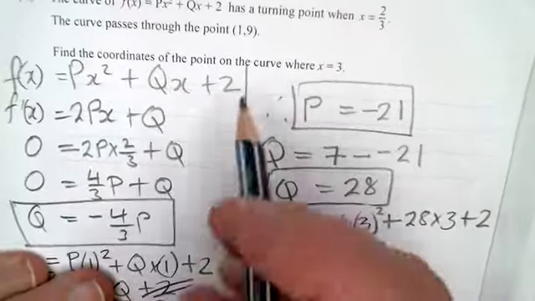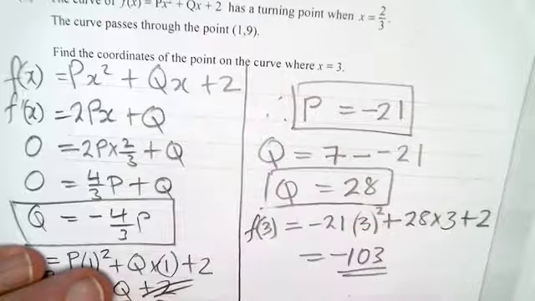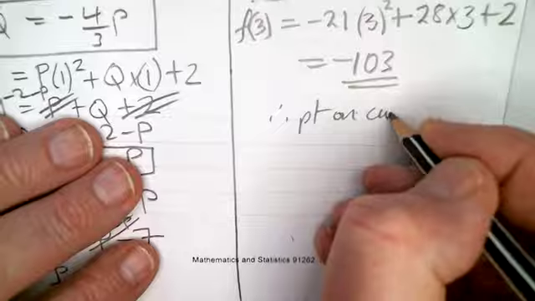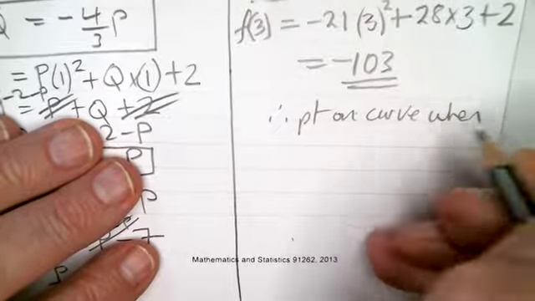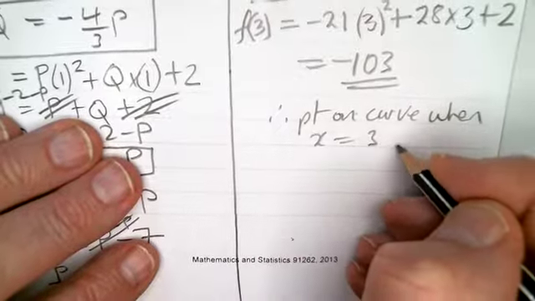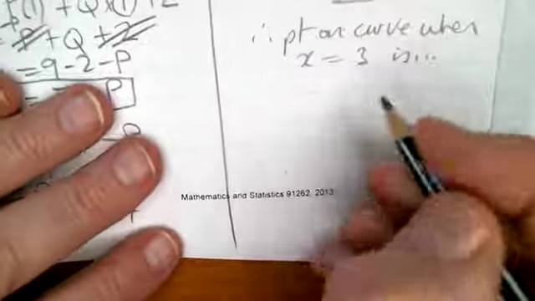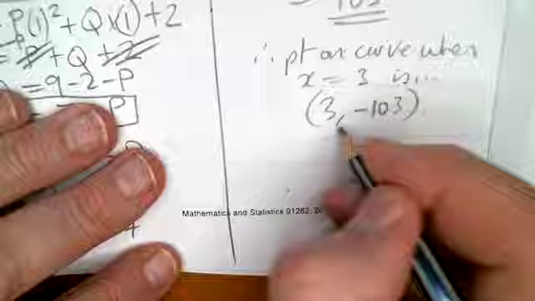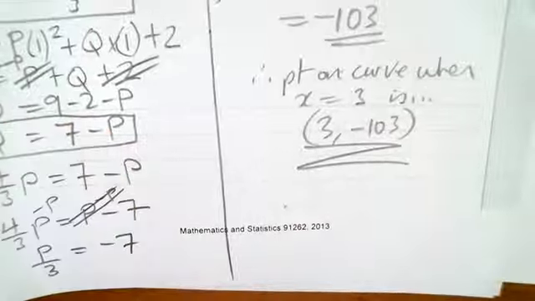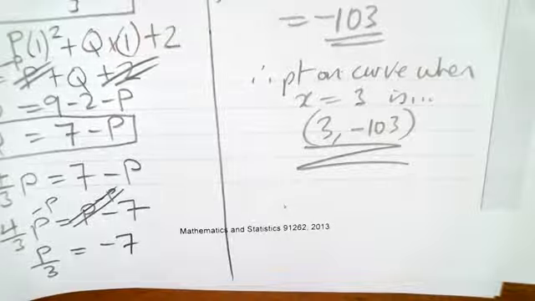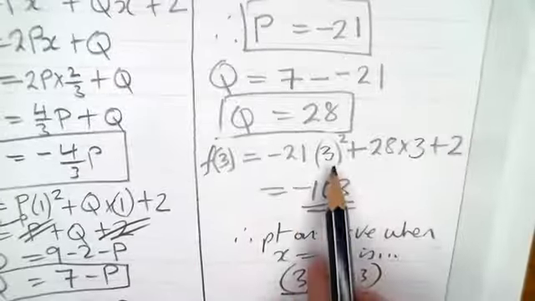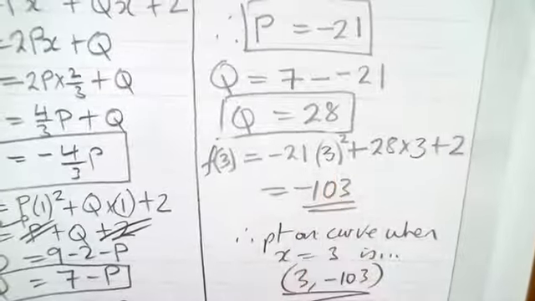So it says find the coordinates of the point on the curve when x is 3. Therefore, the point on the curve when x equals 3 is (3, negative 103). And there is my solution. Hopefully that makes sense, because it just sure as heck didn't make sense to me before when I had a 2 in there. Okay, sorry about the mistakes.